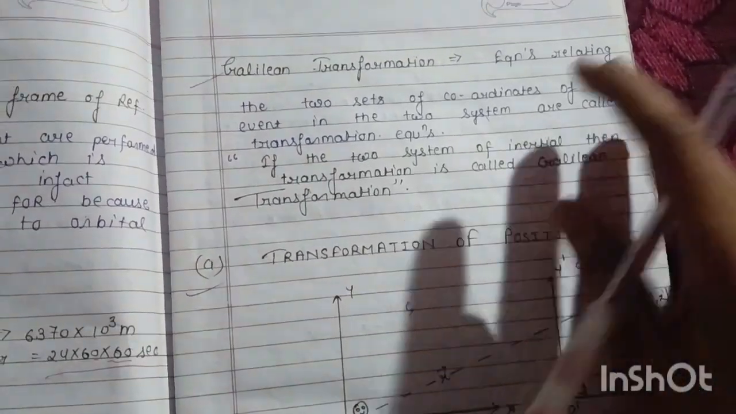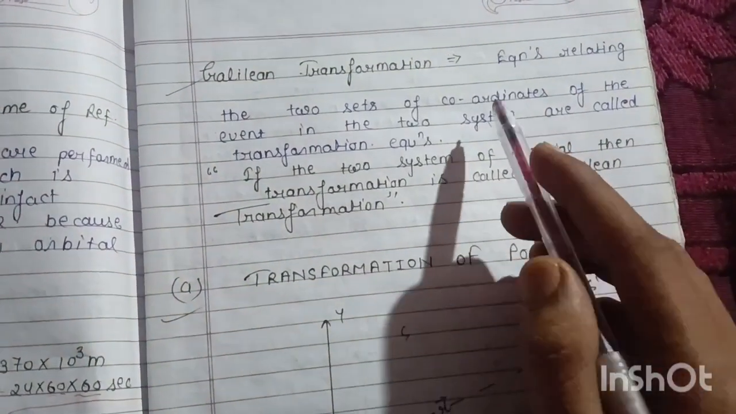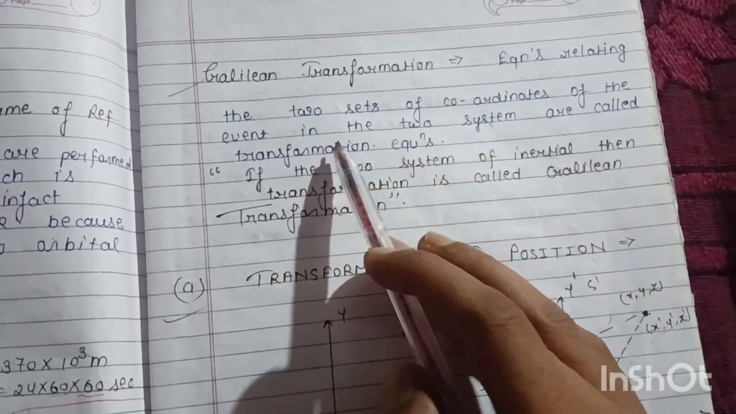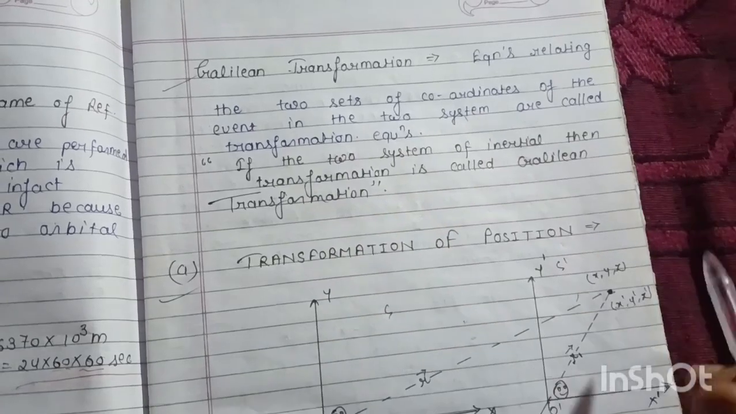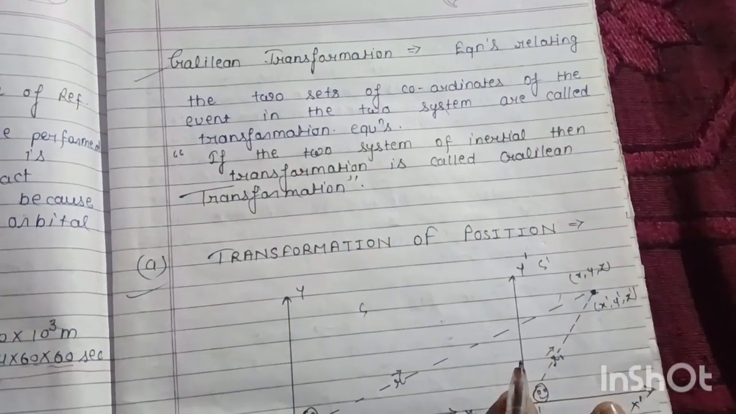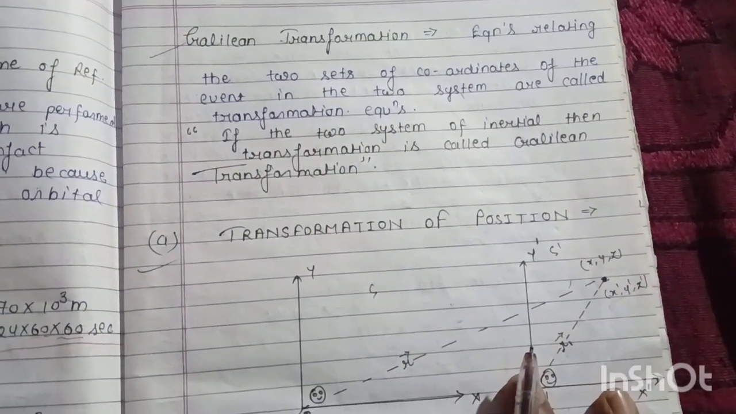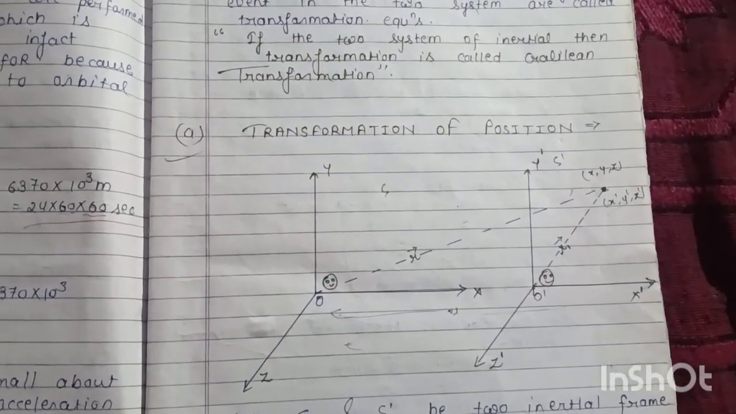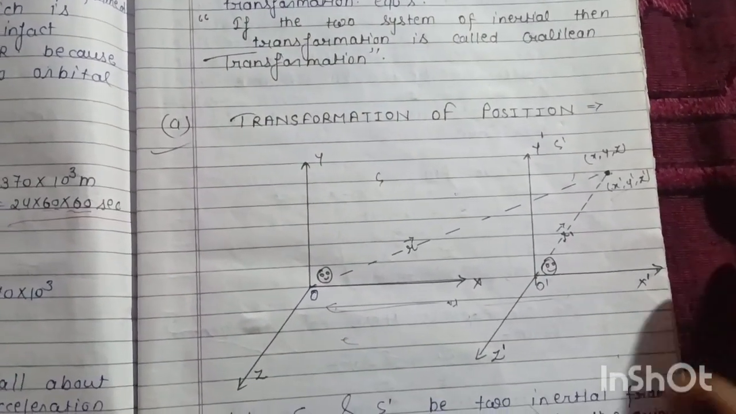So first is the Gaussian transform. Equations relating two sets of coordinates of the event in the two systems are called transformation equations. If the two systems are inertial, then the transformation is called Gaussian transformation. So what is inertial? I have explained it in the previous video, but I will give you a sense of it.